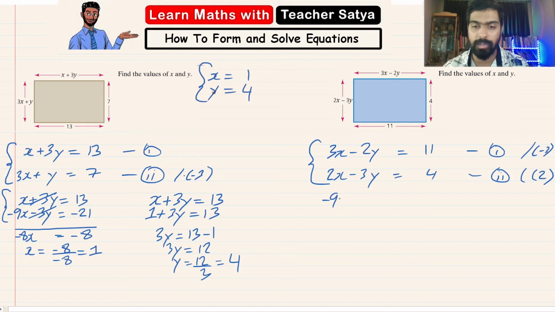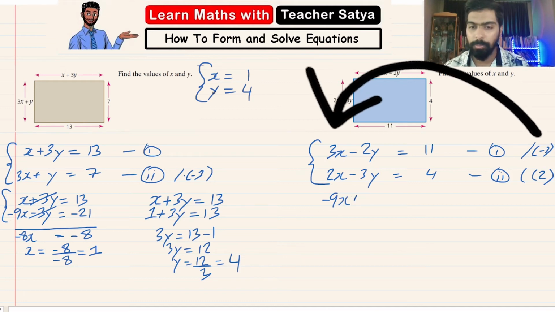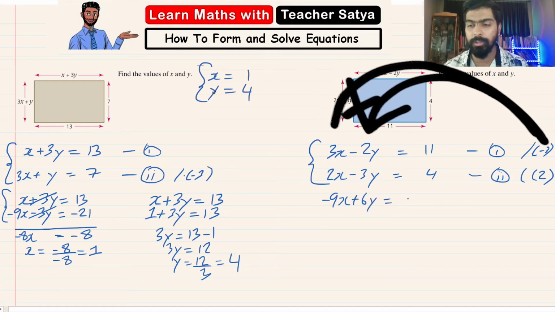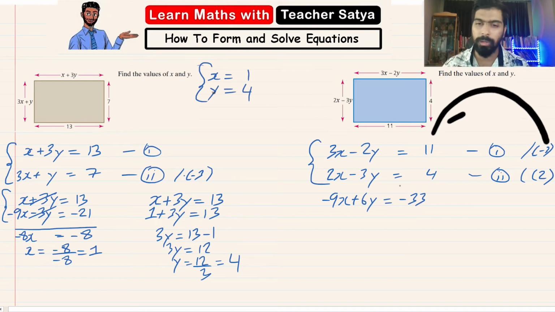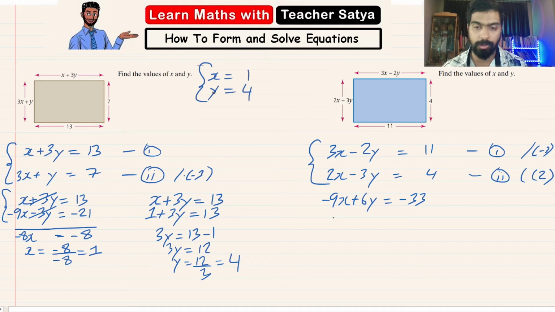So I'll have -9x plus 6y is equal to -33, and the second equation I'm going to multiply all of it by 2. So I'm going to have 4x minus 6y is equal to 8. All right guys, now the reason I did that, as you can see, is we can get rid of y easily, right? Now let's go ahead and add the terms.